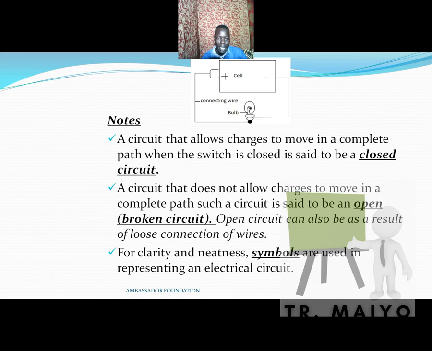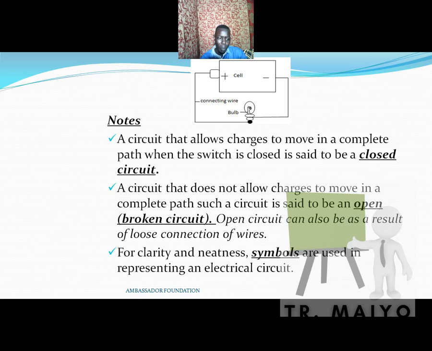This reminds me of my biology back then. We have two types of circulatory system: closed and open. Now this one is a closed circuit, not circulatory system. Then we have open or the broken. Broken does not allow current to flow through.